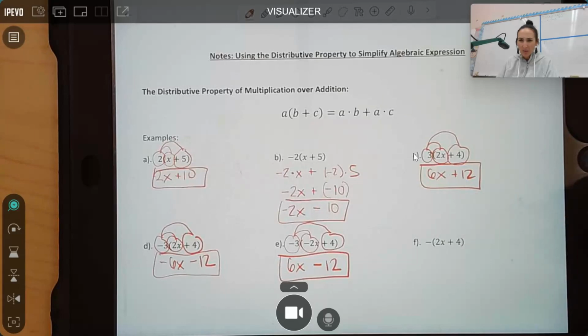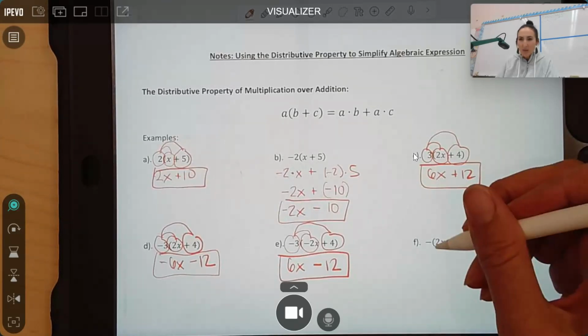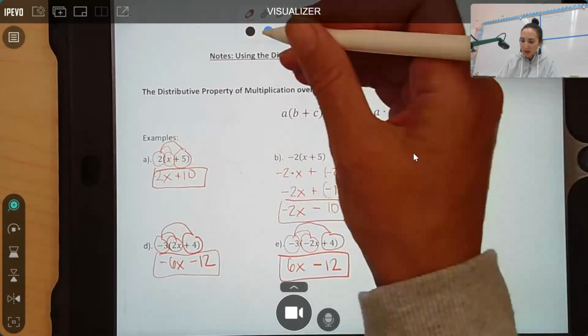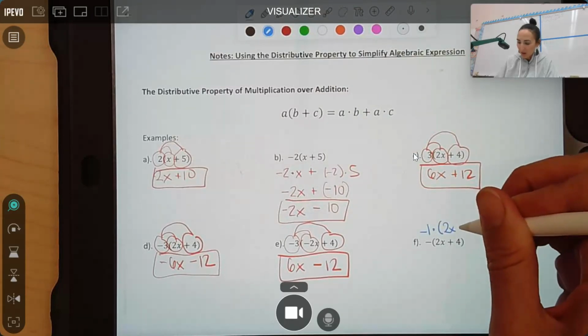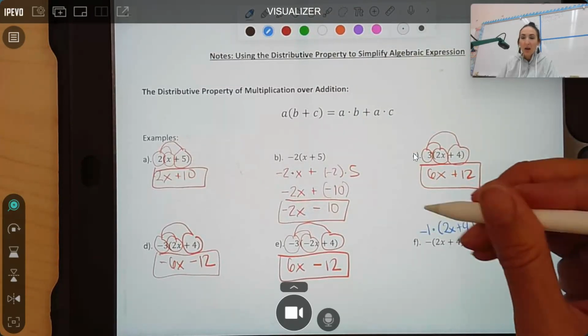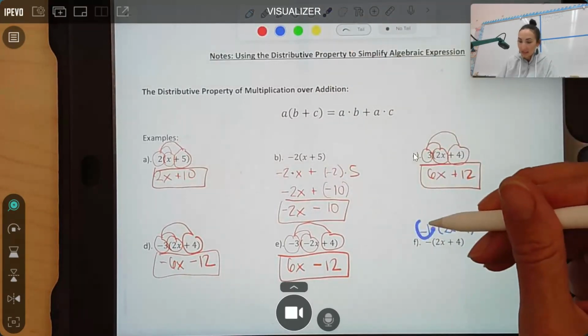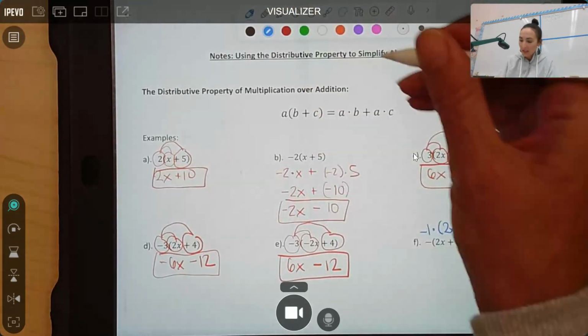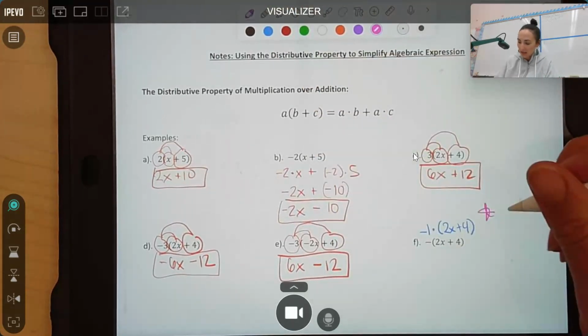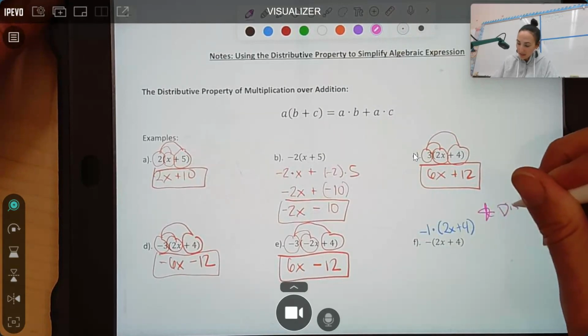And then this one, is there any number to distribute? I don't see a number, but we do have this invisible -1. This is the same thing as -1 times that quantity 2x plus 4. So we're really distributing this -1, or distributing the negative. And I want us to put a little star sign here saying distribute negative.